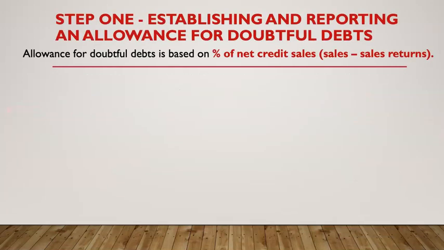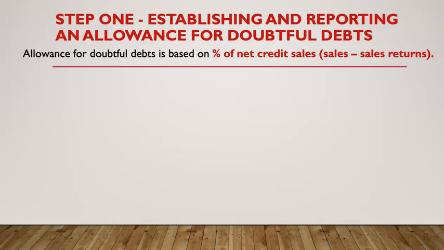So step 1. Firstly, we need to do the prediction. We need to establish and report an allowance for doubtful debts, create our negative asset account, and work out our prediction. Now, an allowance for doubtful debt is based on a percentage of net credit sales. It's a percentage because it's a prediction. And when you see net credit sales, this is always what we times our percentage by.